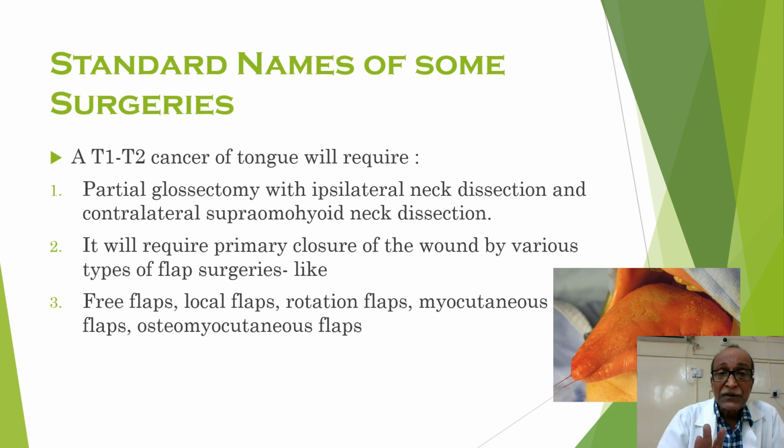Some standard names of surgeries: a T1, T2 cancer of the tongue will require a partial glossectomy, ipsilateral neck dissection, and contralateral supraomohyoid neck dissection. It will require primary closure of the wound by various types of flap surgeries like free flaps, local flaps, rotation flaps, myocutaneous flaps, osteomyocutaneous flaps, etc.